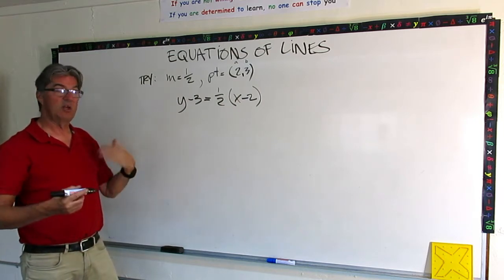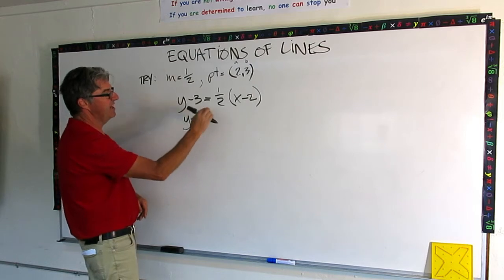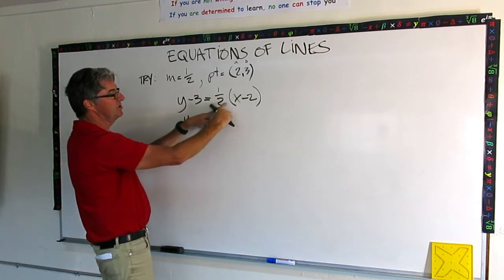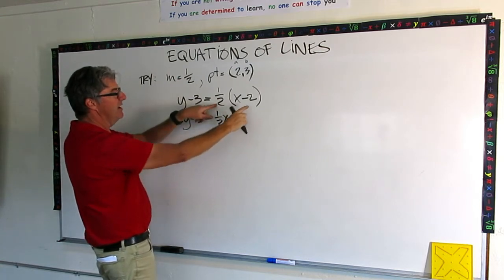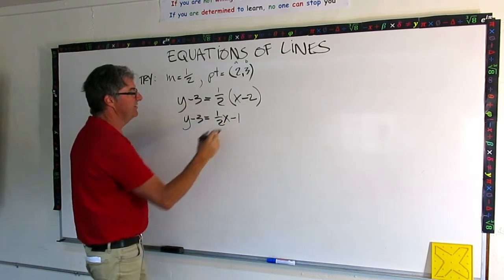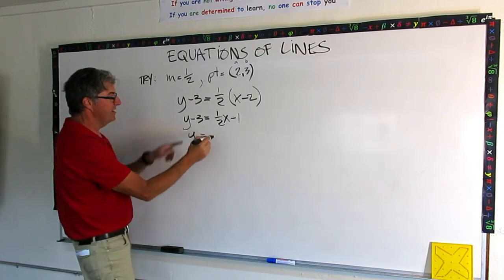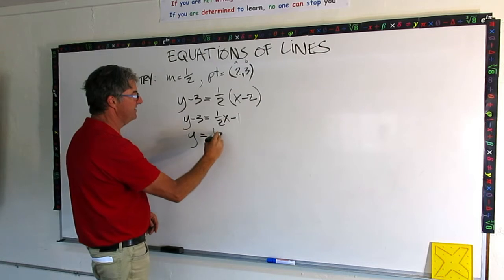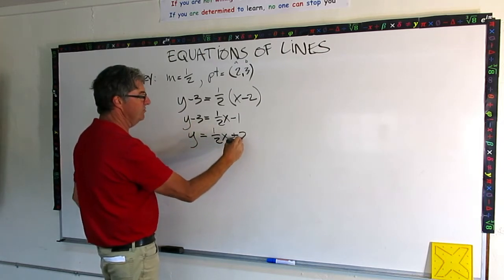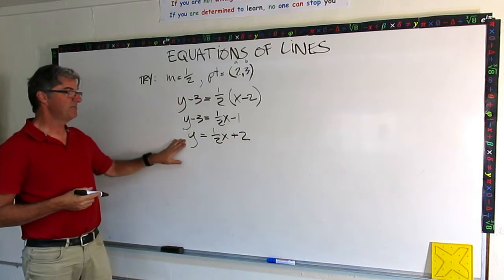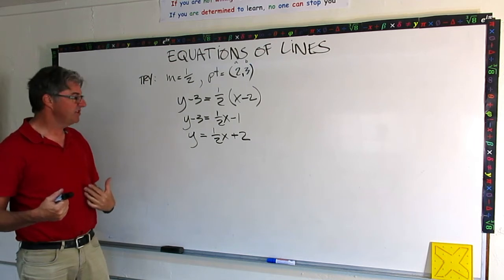Now let's convert that to slope-intercept. So again, I'm going to do it the same way. I'm going to keep this the same until I distribute the half on these two terms. So I'll get 1/2 x. Now 1/2 times negative 2 is just minus 1. Okay, so let's finish this up. I got to add 3 to both sides, so I get 1/2 x plus 3 with a minus 1 gives me a plus 2. And there we go. There's my slope-intercept form.